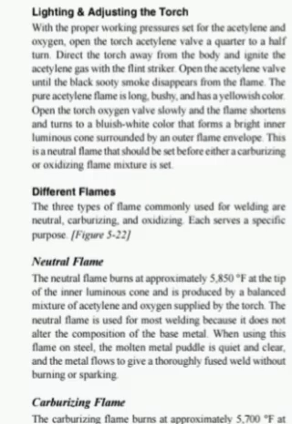The pure acetylene flame is long, bushy, and has a yellowish color. Open the torch oxygen valve slowly and the flame shortens and turns to a bluish-white color that forms a bright inner luminous cone surrounded by an outer flame envelope. This is a neutral flame that should be set before either a carburizing or oxidizing flame mixture is set.